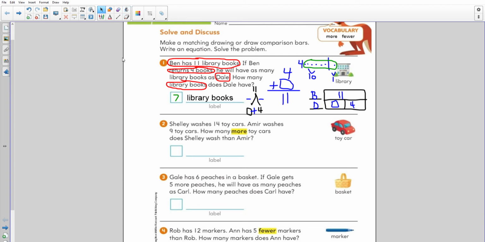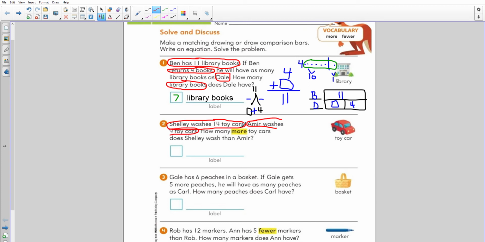All right, well, let's try this next problem. Shelly washes 14 toy cars. Amir washes 9 toy cars. How many more toy cars does Shelly wash than Amir? I'm going to go ahead and circle that important information. I see 14 toy cars, but I have to include Shelly's name in there because there's 2 people that have toy cars, and Shelly's one of them. Amir is the second one, and Amir washes 9 toy cars.